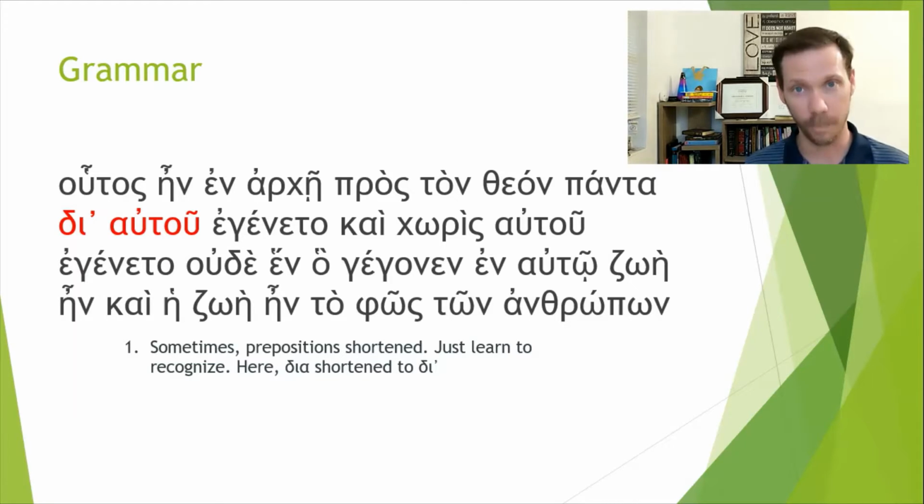Let's get to some of the grammatical points. You need to kind of polish that up and see what you need to understand this a little more. First thing is that phrase here in red, di autou. Notice that it says di and not dia. It's worth noting that there are some prepositions that can be shortened. Notice it has delta iota with the apostrophe on the end rather than the alpha.